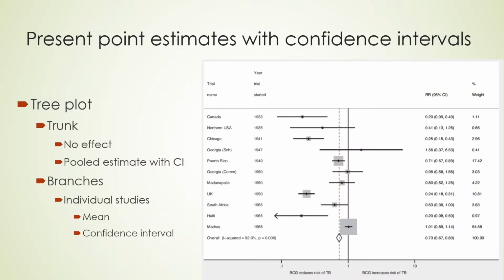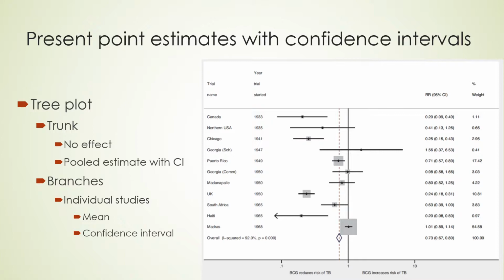Gates emphasizes to present the results using point estimates with confidence intervals. So don't just take the mean of the effect size and say this is what we found and put it in a table or something. And he suggests using what are known as tree plots. And this is an example here. They aren't all going to look the same, but this is a pretty standard way of showing this.